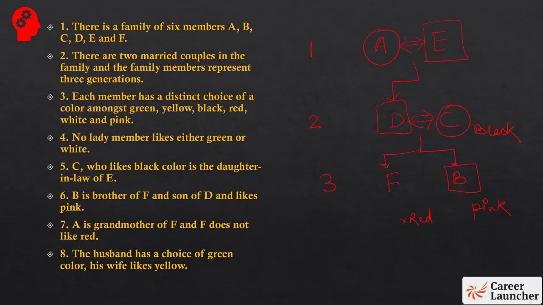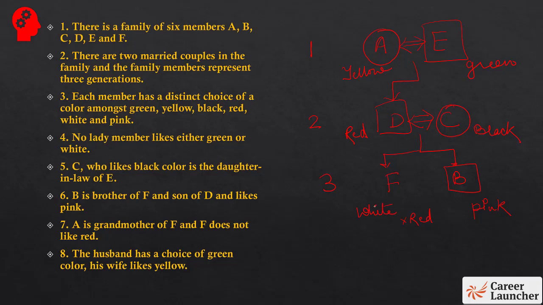So in one of the couples, the husband would be preferring green and the wife would be preferring yellow. Then this cannot go with the couple in the second generation, because here we already know C likes black. So this combination of green and yellow would be allotted to the first generation. So green goes with E and yellow goes with A. F does not like red, so red goes with D because he is the only one left without any color. Now the color left out for F is white.